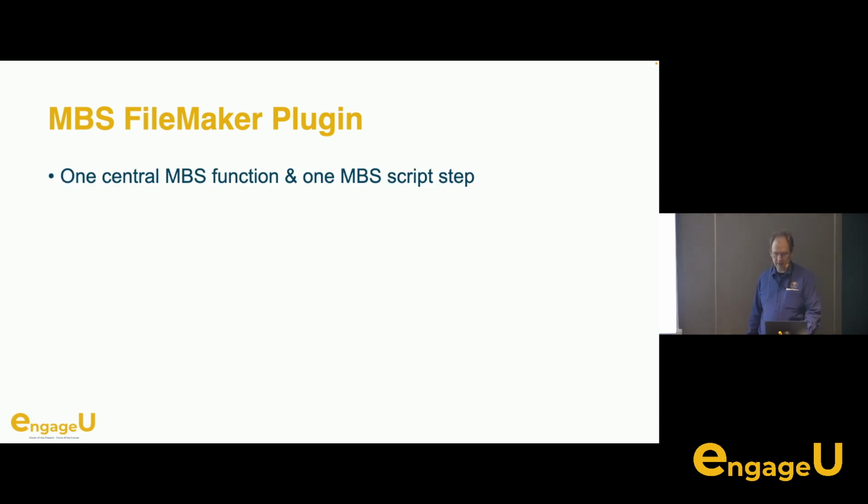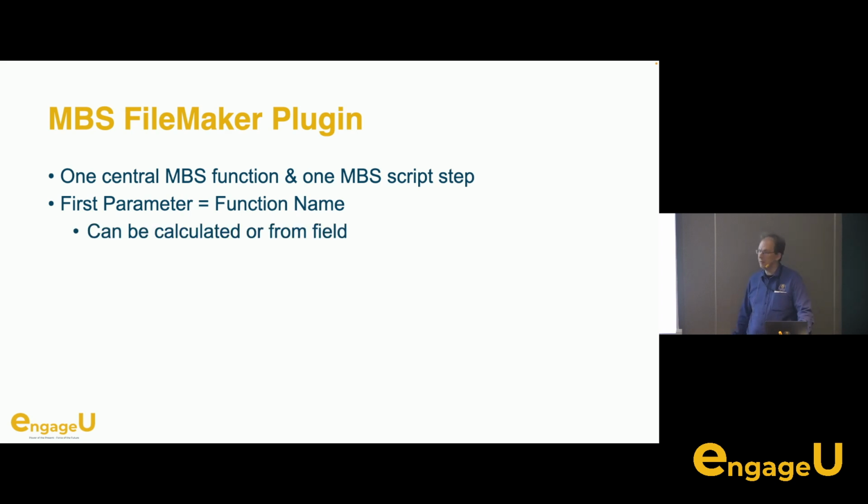The MBS plugin has one central function. That's a decision from 18 years ago, where we started with 50 functions. We didn't want to put all 50 functions in the calculation dialog, which is a good decision, because I tested it. If you put 7,000 functions there, the dialog takes 10 minutes to open. It doesn't work. The first parameter is a function name, which can come from a calculation, a field, or whatever you like to do. Some people put the function names in a pop-up to pick for the user, and then they know which function to use for some image effects, for example.